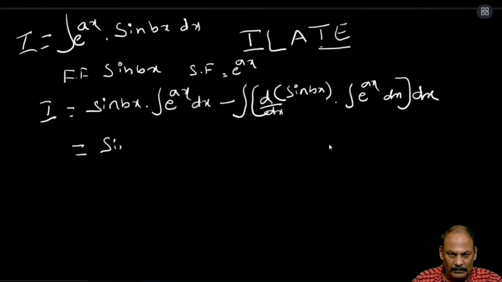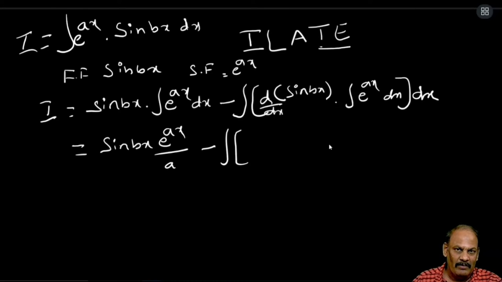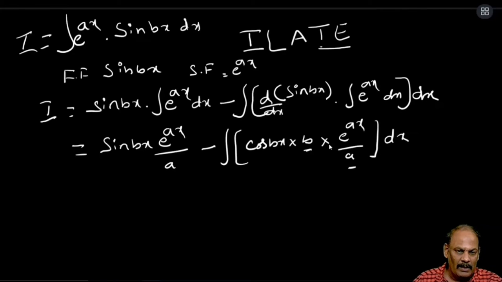Now, sine bx, e to the power of ax integration is e to the power of ax by a, minus integral of differentiation of sine bx. For that, two times you have to differentiate it. D by dx of sine bx into d by dx of bx. Then d by dx of sine bx is cos bx into bx differentiation is b, into e to the power of ax integration is e to the power of ax by a. Inner differentiation over the integration over, for that reason we are keeping dx outside. Here check it, b, a, one is there in the numerator, one is there in the denominator, you can take out common. Then what is the LHS to this?